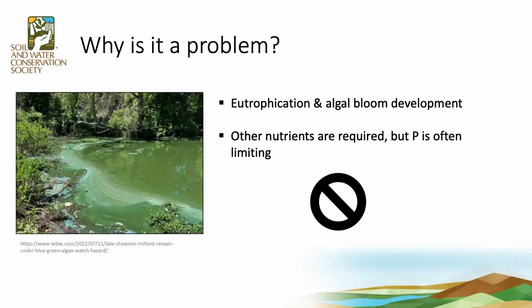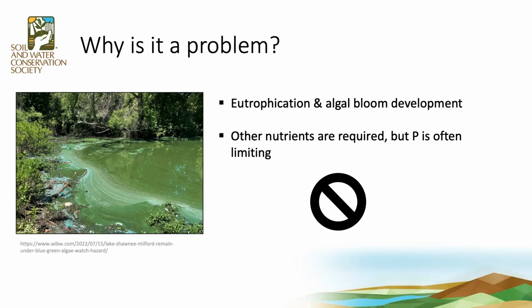The reason why this is a problem is because phosphorus that we lose from our ag fields can contribute to eutrophication and the development of algal blooms in our surface water bodies. Other nutrients are required for this process, but phosphorus is often the limiting nutrient. So controlling phosphorus loss from agricultural systems is really critical to being able to reduce eutrophication and algal bloom development in our surface water bodies.